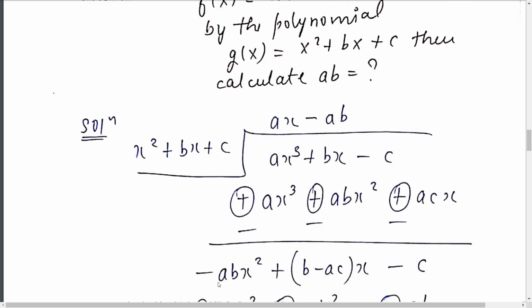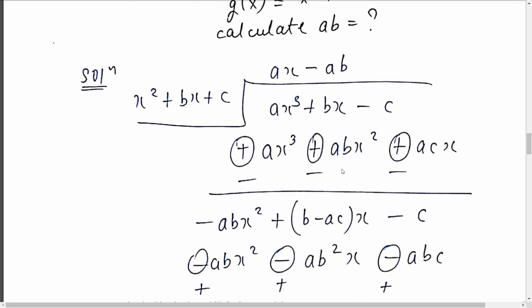Then we subtract. This gets cancelled, and this is the x square term, so I write it in the beginning. Then I subtract these x terms. This is the same degree, na? We add or subtract the terms with the same degree. So there's no x square coefficient here, so I write minus abx squared as it is.